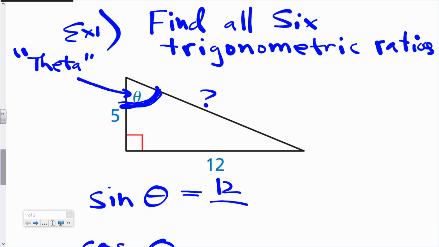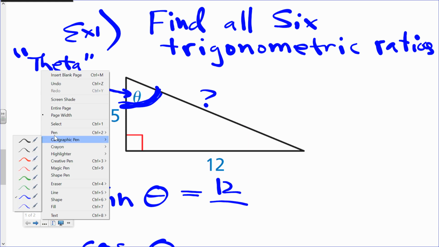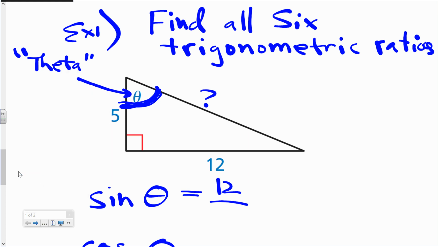Here's theta. Sine. SOHCAHTOA. You already know sine. It's opposite over hypotenuse. So opposite of theta is 12. So I'll put that in my numerator. Hypotenuse, we don't know. I'll put a question mark for now.